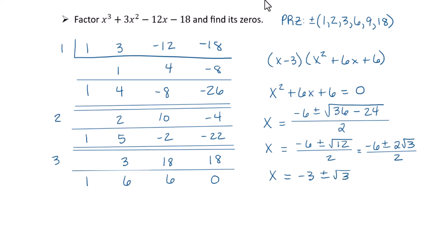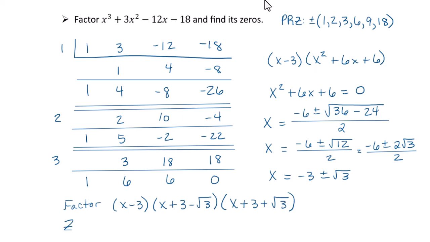I can now put this in completely factored form. In factored form, we have x minus 3, x plus 3 minus square root of 3, and x plus 3 plus square root of 3. And my zeros, nicely listed in one place, are 3, negative 3 plus square root of 3, and negative 3 minus the square root of 3.